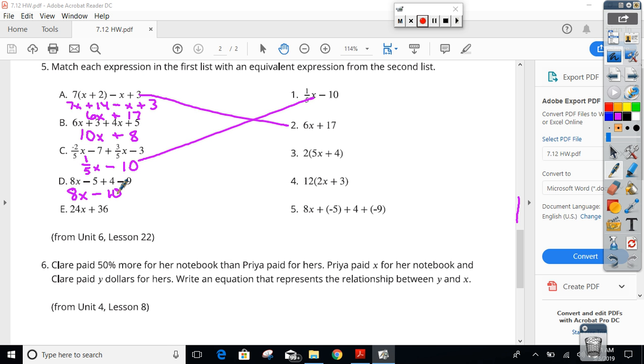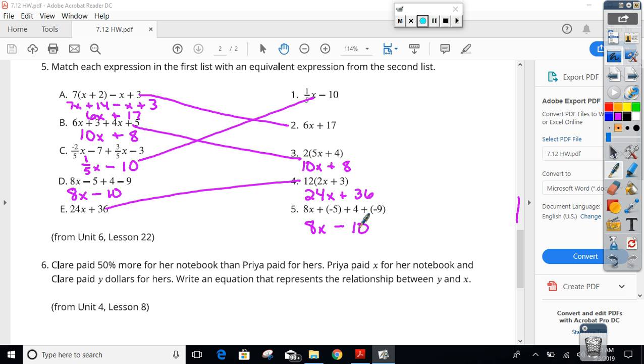So now I'm going to go back over to the right side. I'm going to distribute to solve this. 2 times 5x is 10x. 2 times 4 is 8. That matches with choice B. Again, I'm going to distribute: 24x plus 36 matches with E. And for this one, I'm going to combine like terms. Negative 5 plus 4, again, is negative 1, plus negative 9 is negative 10, which is the same as D. Any questions about any of those?